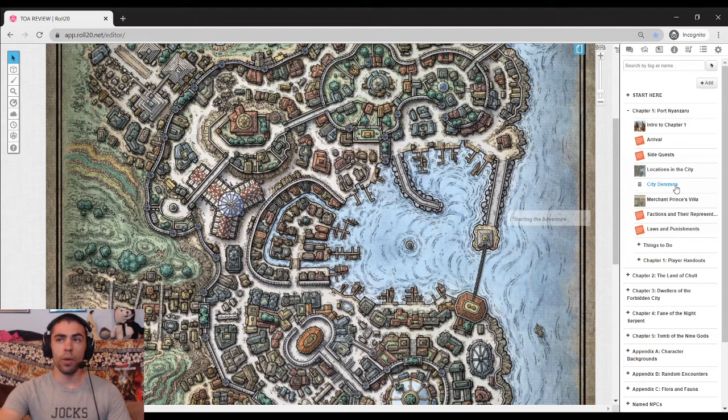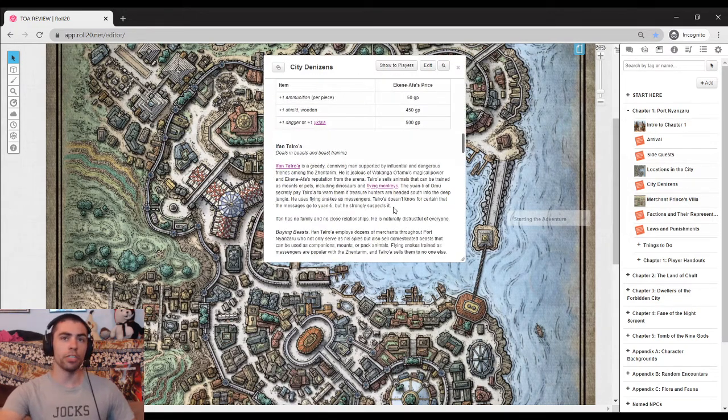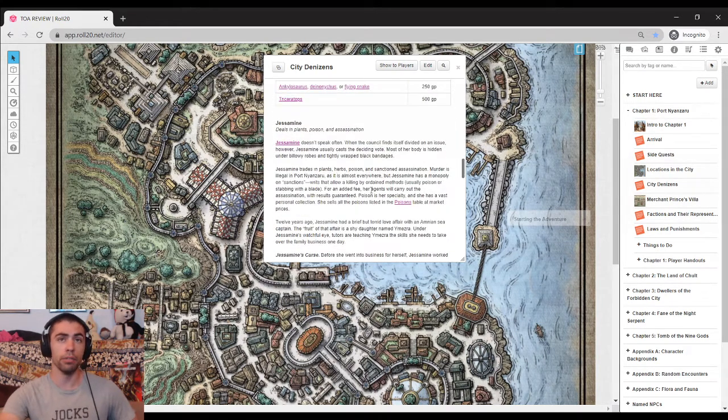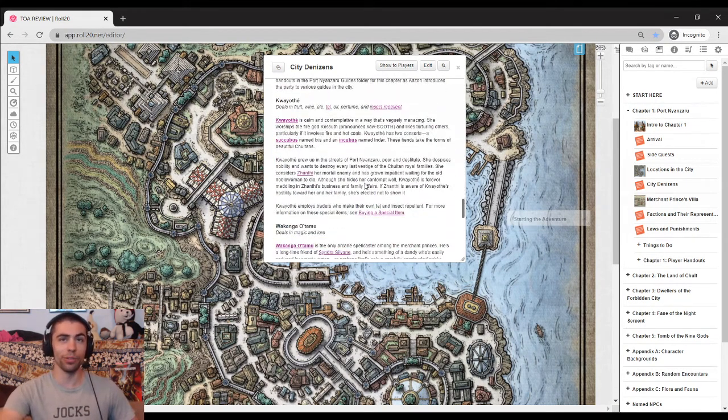Next up, we're going to take a quick look at the city denizens. We have some merchant princes, which, by the way, sell some pretty awesome stuff. They sell exotic weapons and armors, such as magical items. Pretty awesome stuff. Well, you can buy a Triceratops for only 500 gold. Who wouldn't want a Triceratops for only 500 gold?